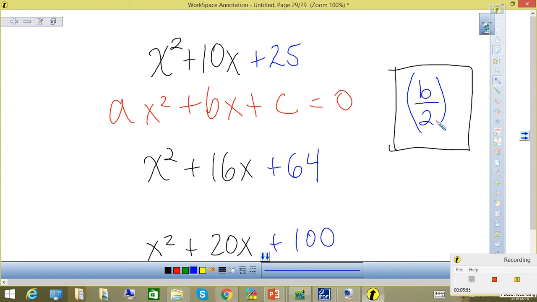And then you square it, and that's how we get c. Hands if you agree with that? That is correct. This is what we call completing the square. But what needs to happen? It needs to be like this. What is this called? Tell your neighbor, please.